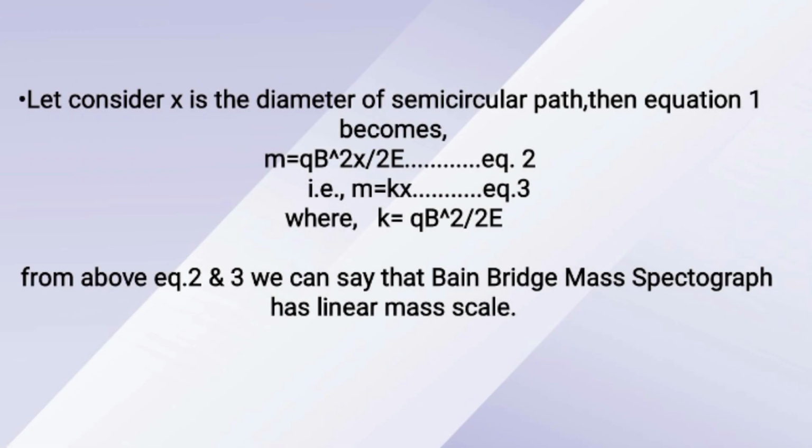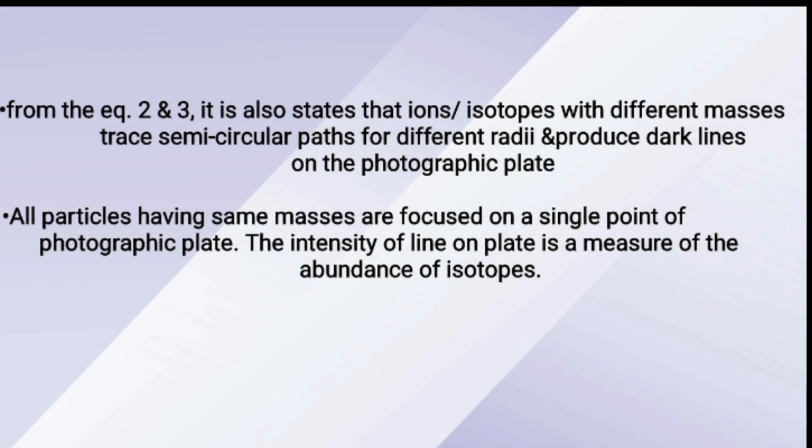Let's consider x is the diameter of the semicircular path. Then equation 1 becomes m equals qB square x by 2E. That is, m equals kx, where k is a constant and the value of k is qB square upon 2E. From the above equations, we can say that the Bainbridge mass spectrograph has a linear mass scale. From equations 2 and 3, it is also stated that ions of isotopes with different masses trace semicircular paths of different radii and produce dark lines on the photographic plate.